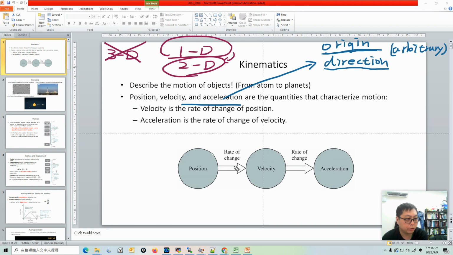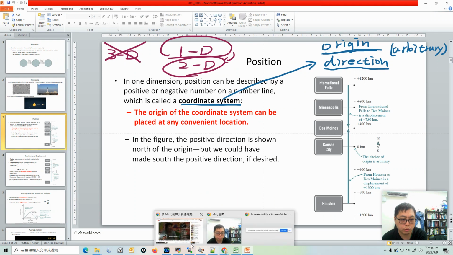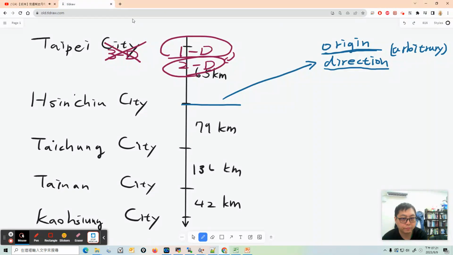Let me change to the other window, because I want to address more about the coordinate system. Now we use a 1D coordinate. Sorry, it's a little messy right now.